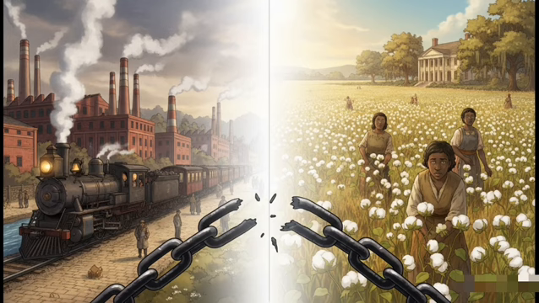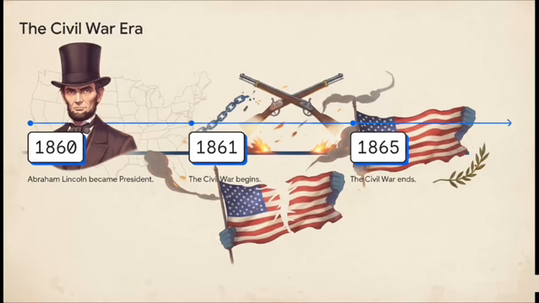You essentially had two completely different economies emerging, a heavily industrial north and a highly agricultural south. But right at the very core of this growing divide was the deeply entrenched institution of slavery. It created this massive moral and economic chasm that no amount of political compromise could bridge anymore. The tension finally just snapped.